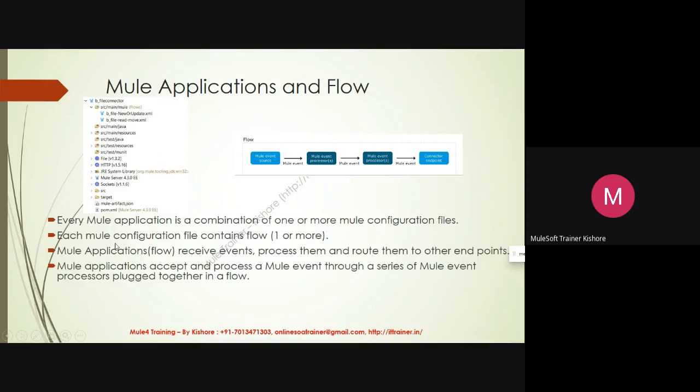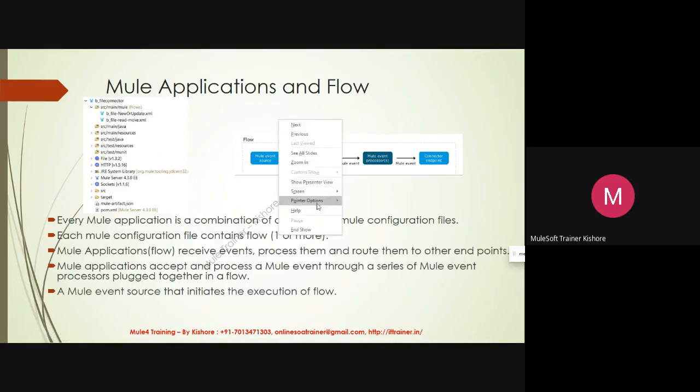A Mule application accepts and processes a Mule event through a series of Mule event processors. These are the activities which are processing the Mule event, and they are called Mule event processors. As it is the source for your Mule event, we call this the Mule event source. So try to get used to the terminology. A Mule event source initiates the execution of the flow. So who is starting our flow? Our Mule event source.